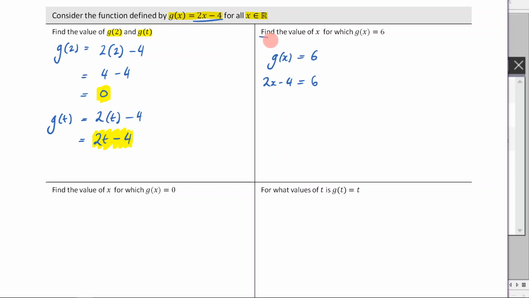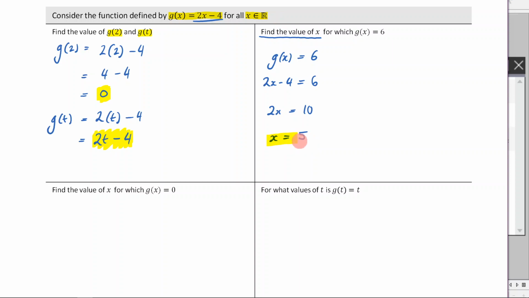And now it's asking me to find the value of x, so it's simply a rearranging question. So it's going to be 2x is equal to 10, because I'm going to add 4 to both sides. Then I'll divide both sides by 2. x is going to be equal to 5. So my answer will be x is equal to 5.